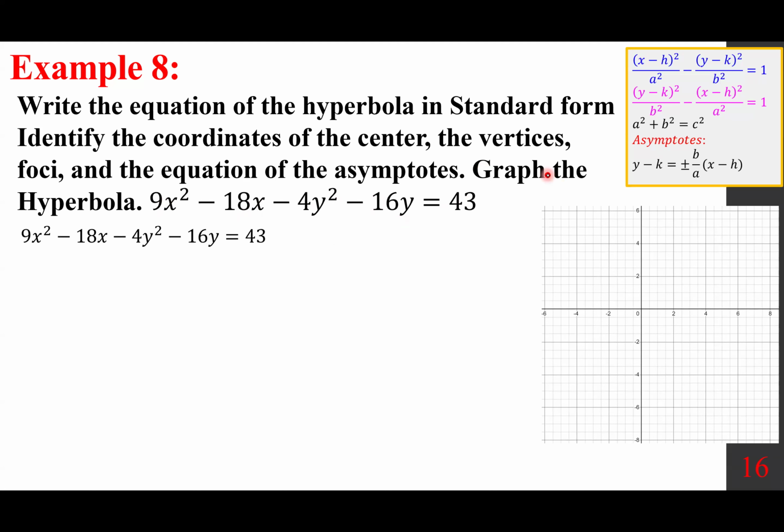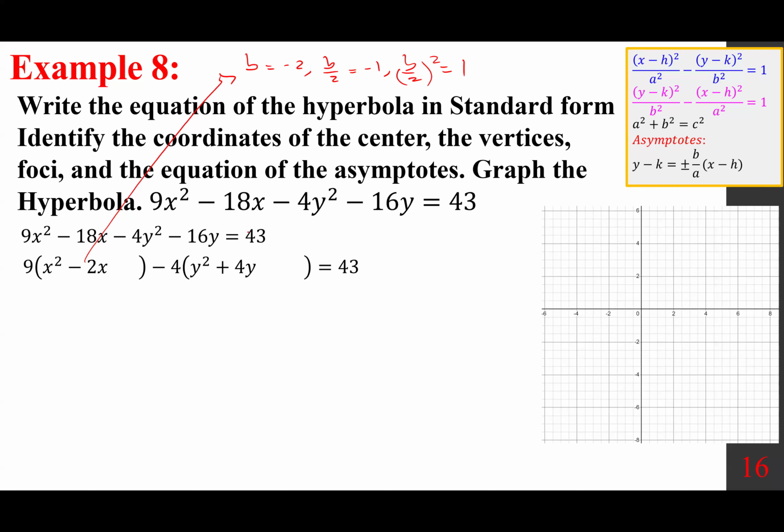Now, we are going to take the 9 out. We get 9 times x squared minus 2x. And this one minus 4 times y squared plus 4y. Now we're going to do the perfect square. So completing the square, what is missing here? So over here, class, b is negative 2. b over 2 is negative 1. Square that, you get positive 1.